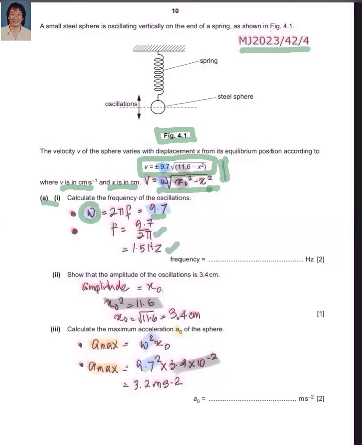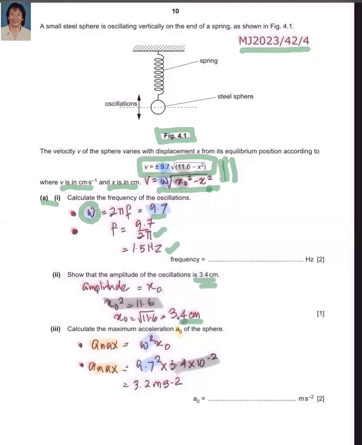Part 2. Show that the amplitude of the oscillation is 3.4 centimeter. Again, by comparing the two equations, you find that xo squared equals 11.6. So xo equals the square root of 11.6, which will be 3.4 centimeter, shown.